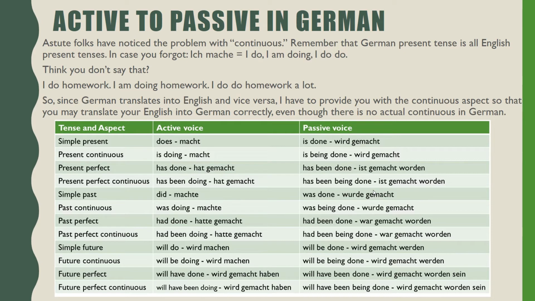So, since German translates into English and vice versa, I have to provide you with a continuous aspect so that you may translate your English into German correctly, even though there is no actual continuous in German. This means that when you look at simple present, you'll see that macht is does. For present continuous, you'll see that is doing is also macht. They are the same, even though in English they are different. That is because continuous is not a thing in German.